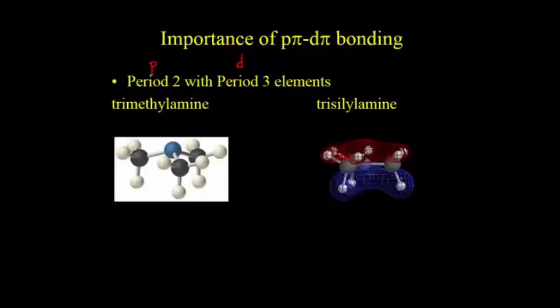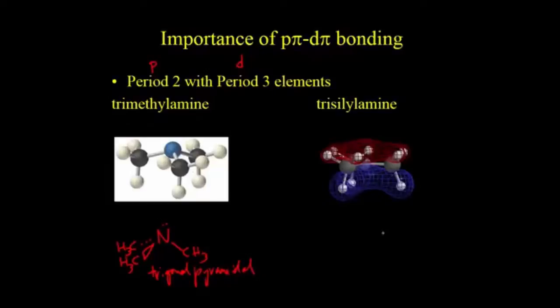Meanwhile, the p orbitals are getting bigger as we go across period 2. So now we reach a point where these p orbitals from period 2 can overlap with the d orbitals of period 3. This is experimentally shown if we compare trisilylamine to trimethylamine. Trimethylamine is like ammonia. We have a trigonal pyramidal geometry because of the steric number with this lone pair.